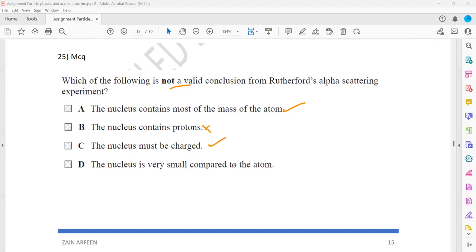A nucleus is very small compared to the atom. That's also true. So B is not the valid conclusion. It does not say that there is a proton inside. It says that the nucleus contains charged particles.